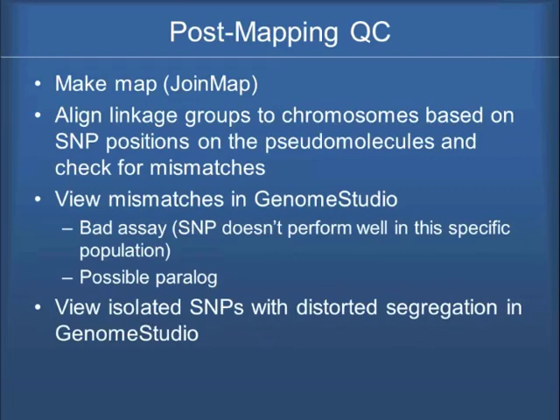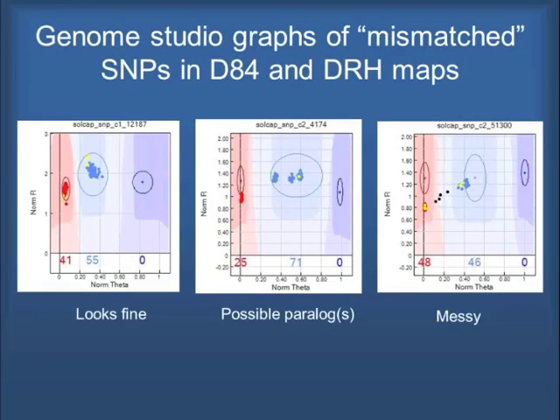It could be that some of these mismatches are because it's a bad assay, or it could be that there's a paralog, that maybe this SNP maps to more than one location. And here are some examples of mismatches. The first one here looks nice. If it's a mismatch and it looks right like this, maybe the pseudomolecule has it in the wrong place. And so maybe this is where the concordance between the genetic map and the physical map can be corrected.